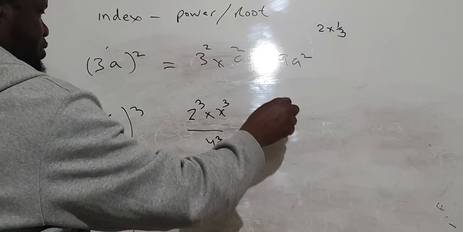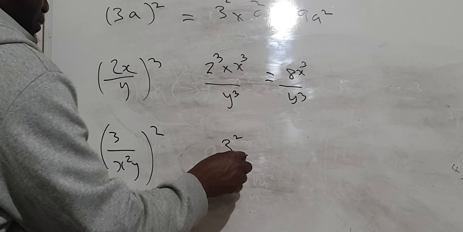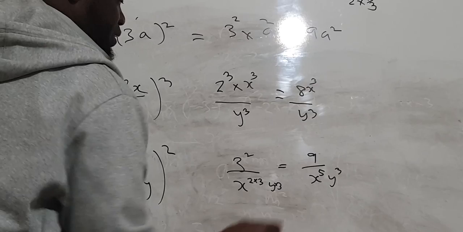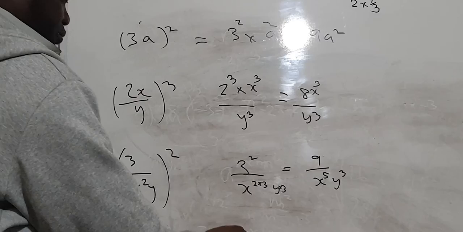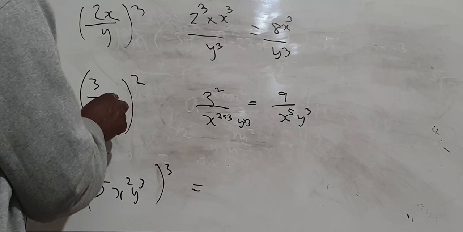That one will be 3 squared, nine, all over x squared y times 3. The x is squared, remember, so it is times 2. Outside the bracket is 2, not 3, so it should be times 2. So it should be x to the power 4, and y cubed.